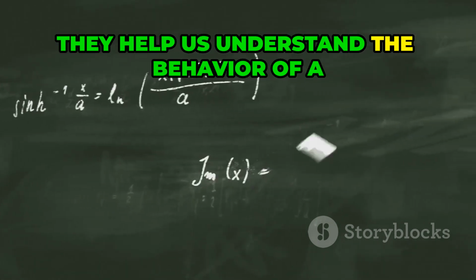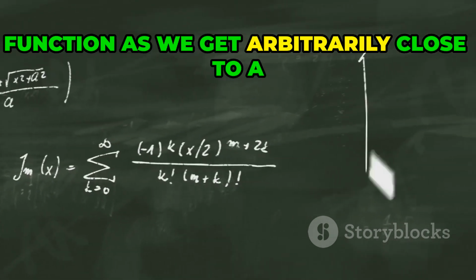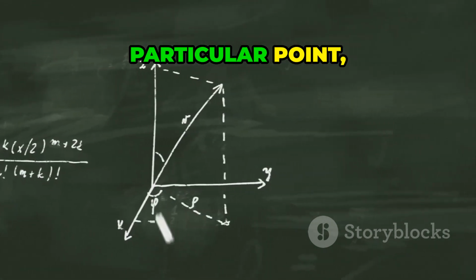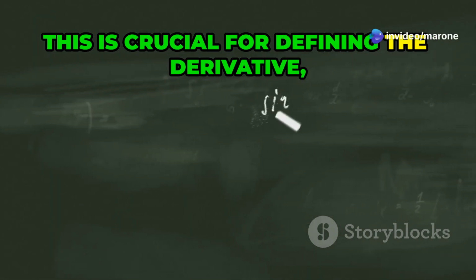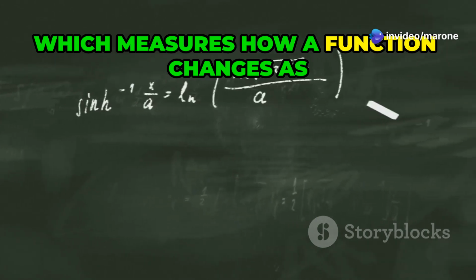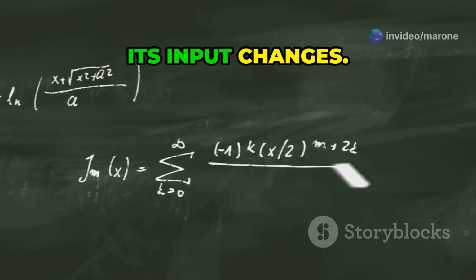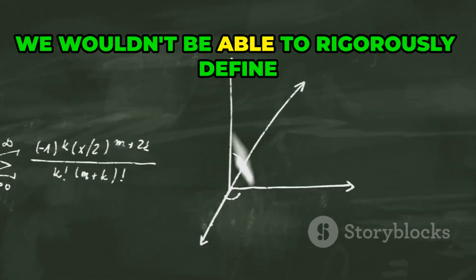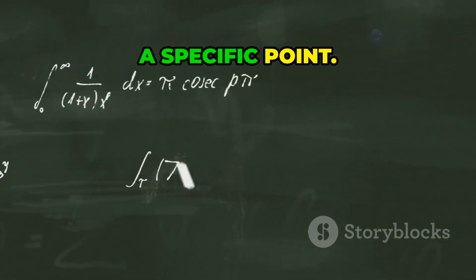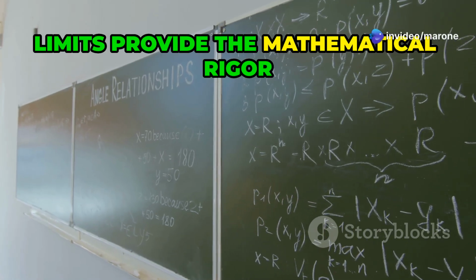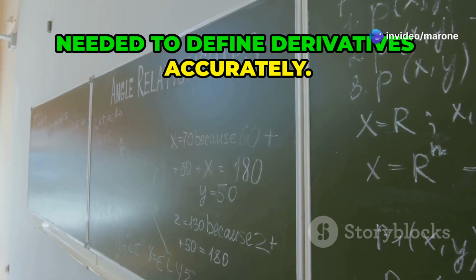They help us understand the behavior of a function as we get arbitrarily close to a particular point, even if we never actually reach that point. This is crucial for defining the derivative, which measures how a function changes as its input changes. Without limits, we wouldn't be able to rigorously define what it means for a function to change at a specific point. Limits provide the mathematical rigor needed to define derivatives accurately.